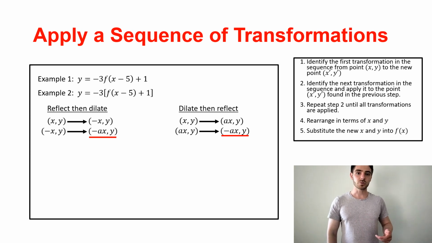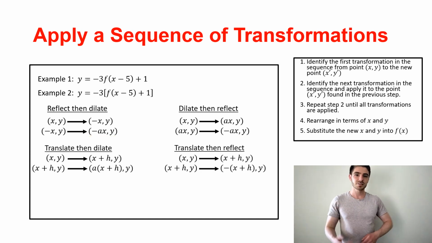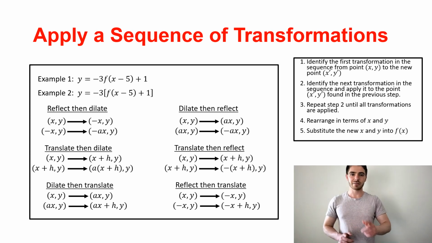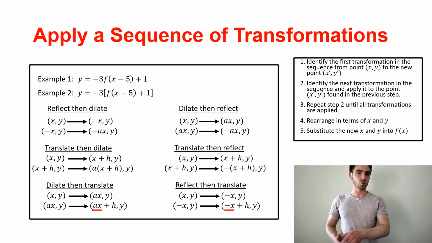But when you have translations, you're actually adding a new term to the x or the y. So when you do that, any further dilations or reflections have to apply not just to the x or y, but also to that translation term. If you apply the translation first, then the dilation and reflection need to apply to both terms. If you apply the translation last, then the dilation and reflection only apply to the x or y.